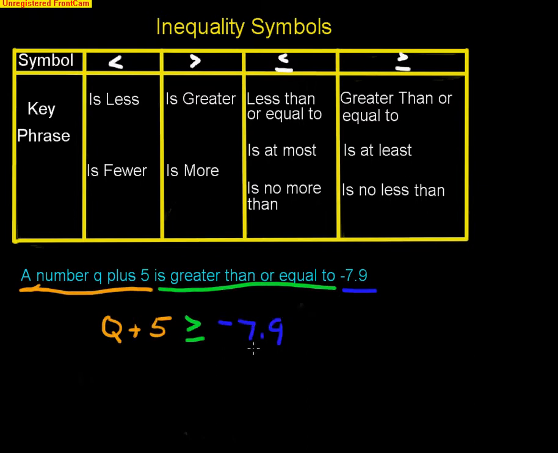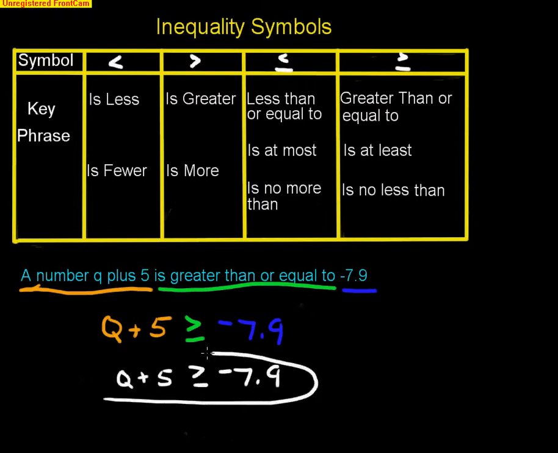7.9. Okay, so I'm going to rewrite that whole thing just in white so you don't have all the colors on there. But q plus 5 is greater than or equal to a negative 7.9. Okay, so all we did was write the inequality from the sentence up here. Okay, and like I said, if you need to use some of the key phrases from the table that I put at the top, you're welcome to do that. Alright, so let's look at a couple more of those just to show you the differences.